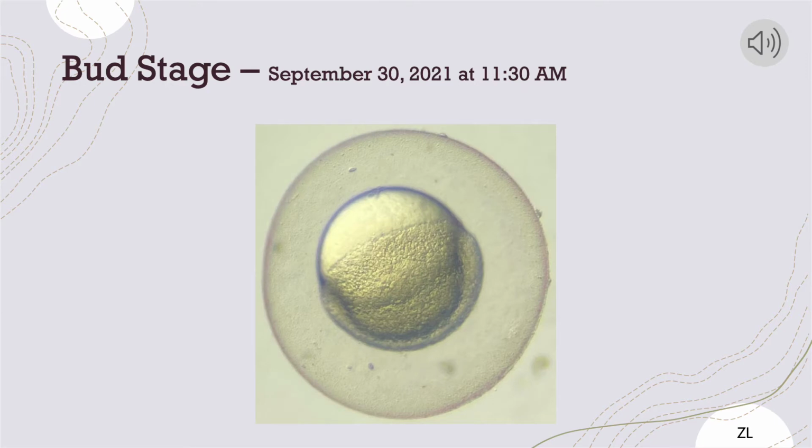Next stage is the bud stage, that was done on September 30th, 2021 at 11:30 a.m. You can clearly see that all 3 germ layers have formed. That is important for embryonic development in the zebrafish. In the middle, we have the mesoderm that will later give rise to the notochord.